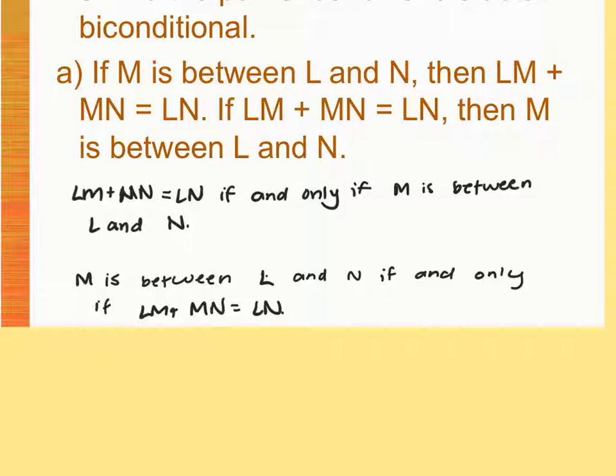Either one of those works because they are both true. The order of both of them is true. The order doesn't matter. So LM plus MN equals LN if and only if M is between L and N, and M is between L and N if and only if LM plus MN equals LN.